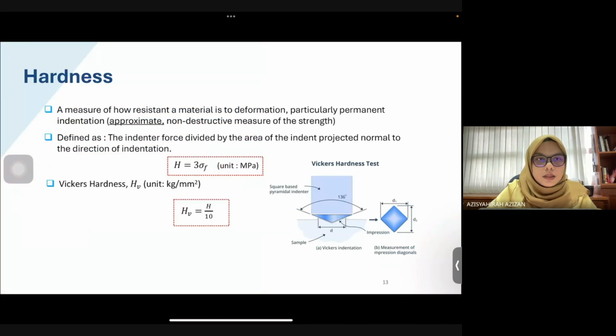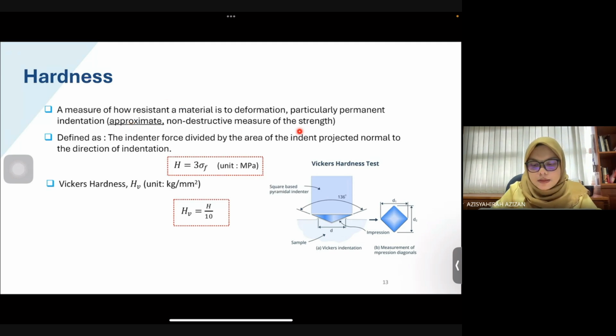And next we have hardness. All right. Hardness is a measure of how resistant a material is to deform, particularly permanent indentation, right?